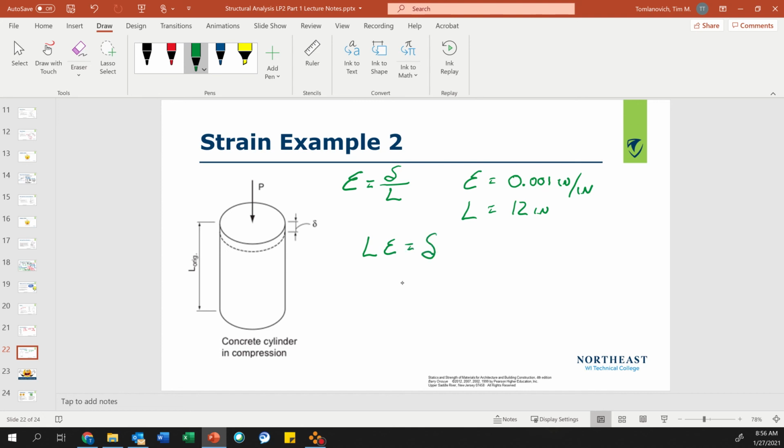So length is 12 inches times 0.001 inches per inch, right? Because remember, this unit is inches here, so my answer is in inches. If I take 12 times 0.001, my concrete cylinder deforms 0.012 inches, and that equals my deformation.